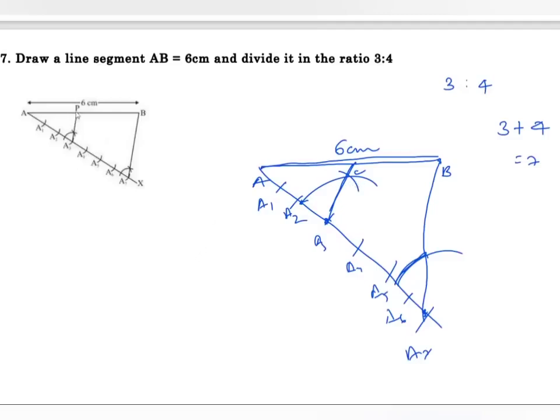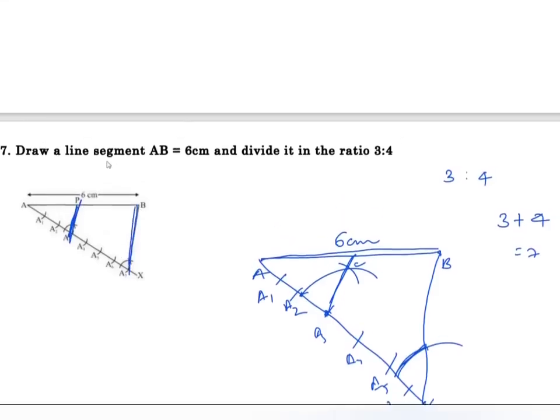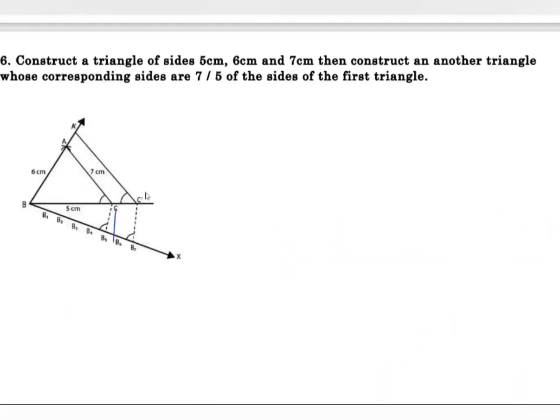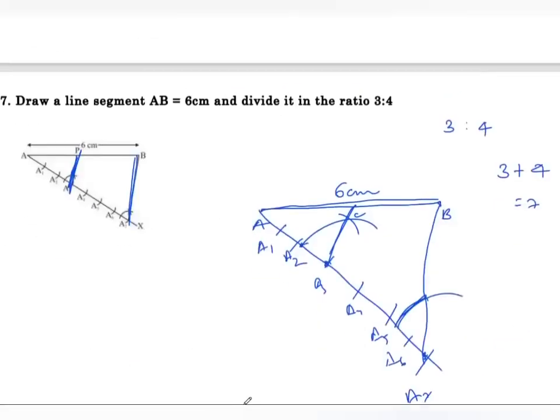Students, these lines should be parallel. In the construction of a triangle also, you can check that the lines will always be parallel. If the lines are not parallel, that means you have made a mistake.